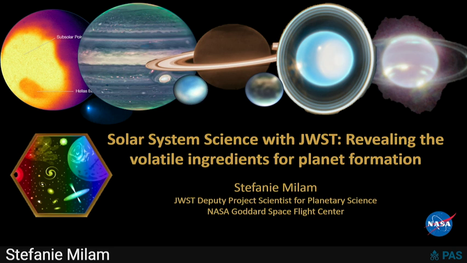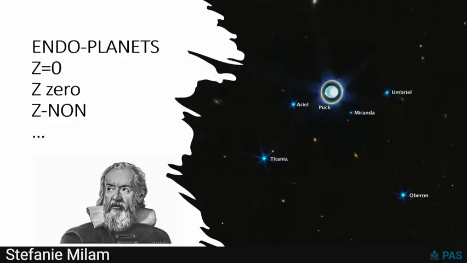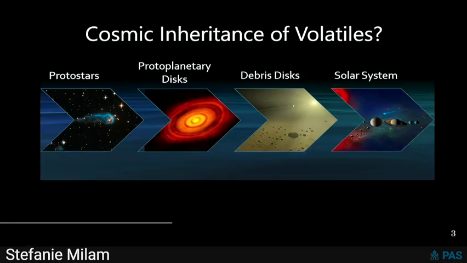So that's quite exciting. Just to bring you all back to where we are, we're looking at endoplanet, not exoplanet. For the high redshift folks, this is Z equals 0. For the chemists, this is the Z non. We are definitely a little bit closer to home. And what are we trying to do? We're trying to understand the cosmic inheritance of volatiles.